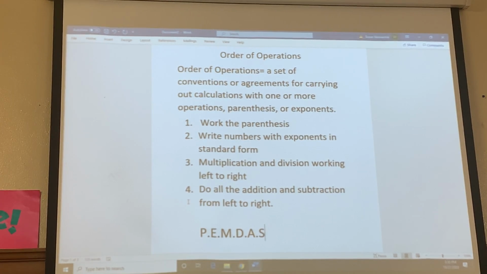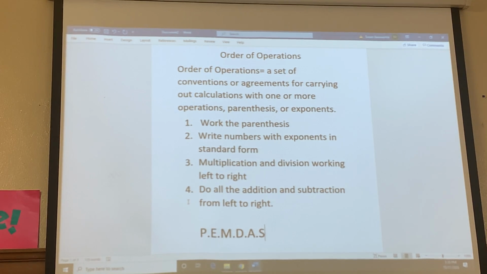Right, sixth grade mathematicians, here we go with order of operations. To begin with, we're just going to review order of operations, what that means, and what you need to do in order to solve a problem. Order of operations are a set of conventions or agreements for carrying out calculations with one or more operations, parentheses, or exponents.